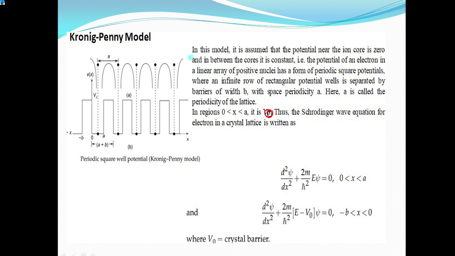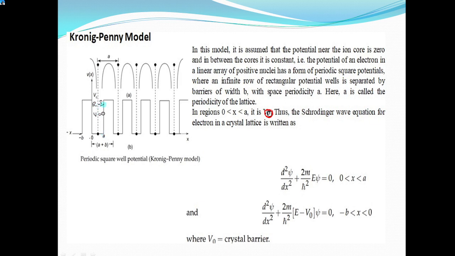Now, according to the Kronig-Penney model, he has considered the periodic potential varying like infinite square wells. So here, between 0 to a, this is the distance between two ions. Here the potential is 0. At the positive ions the potential is 0, and in between the positive ions the potential is maximum. So from 0 to a the potential is 0.